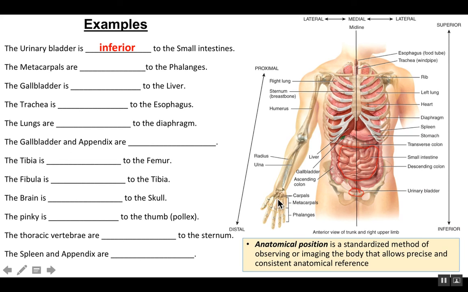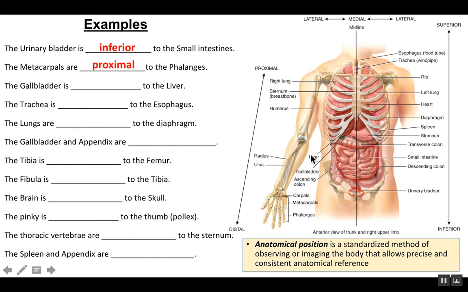The metacarpals are closer to the origin being the shoulder. So your metacarpals are proximal to the phalanges. Your metacarpals are closer to the point of attachment. They are closer to the shoulder than phalanges.